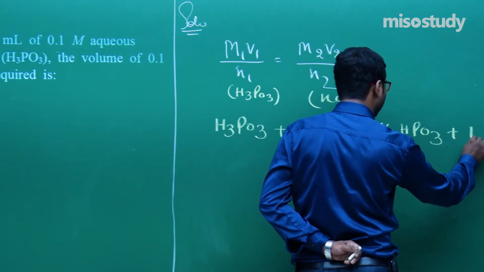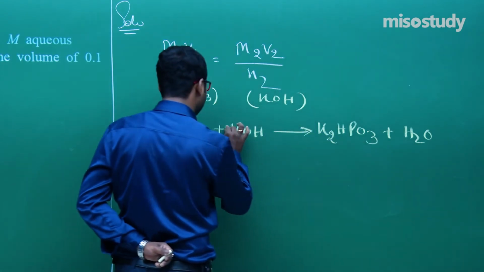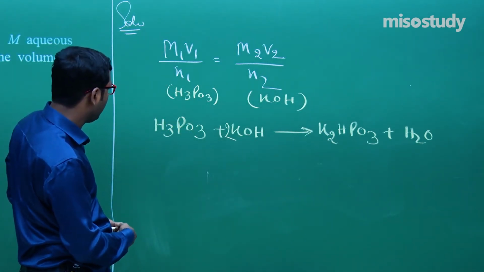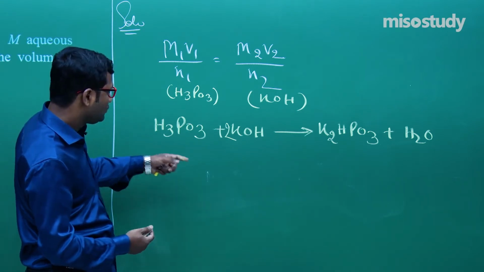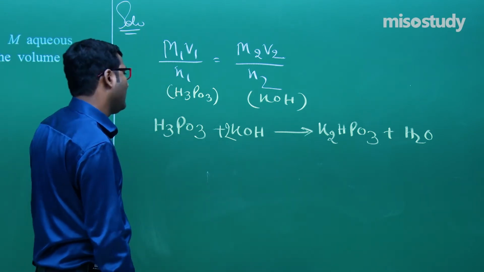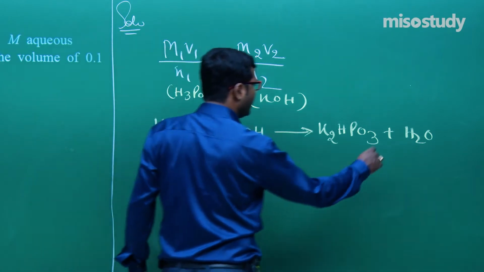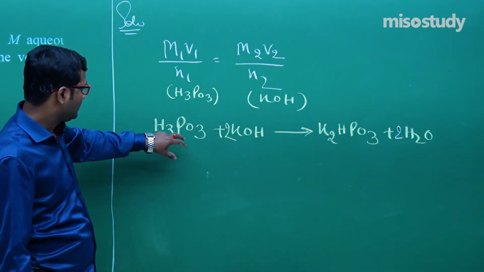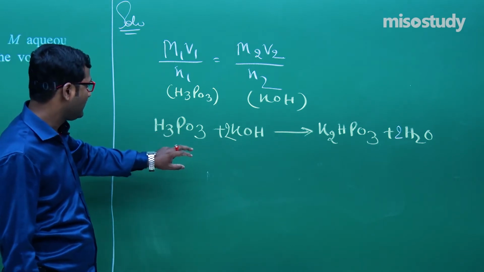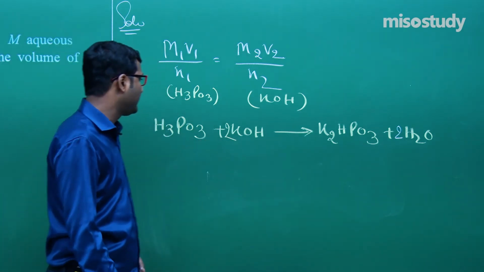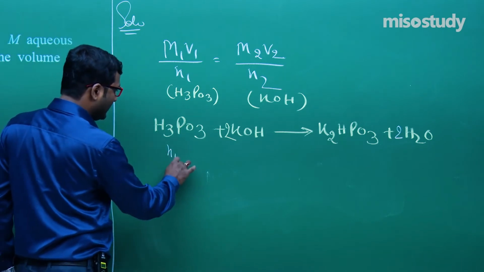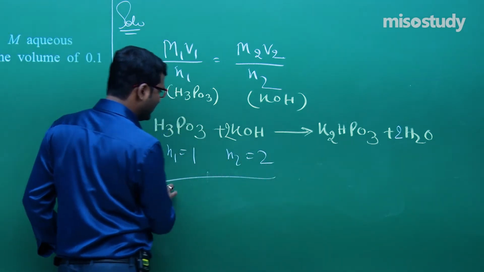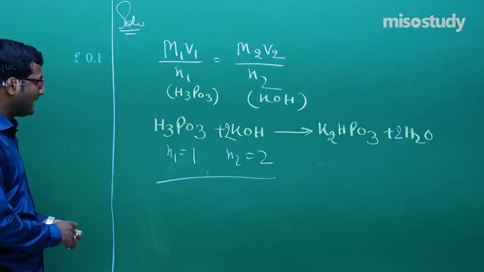It gives you K2HPO3 plus H2O. Now balance here, write here 2. Now what is the number of oxygen, hydrogen is 2, 3 to 5. And here is hydrogen 1, put here 2. Now check it out, oxygen here is 3, HPO3 balanced, oxygen here is 2. Now to completely balance, N1 here is 1 mole, that is H3PO3, and N2 here is 2 mole. Yes sir, N1 is 1 and N2 is 2.